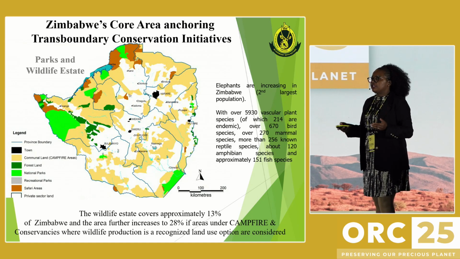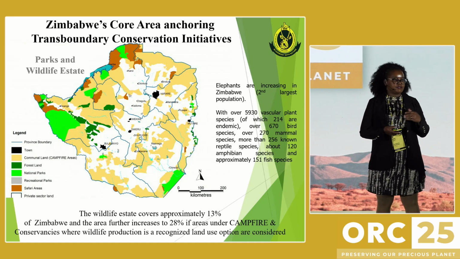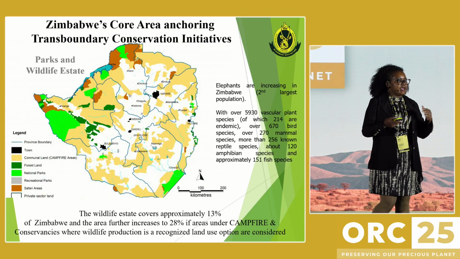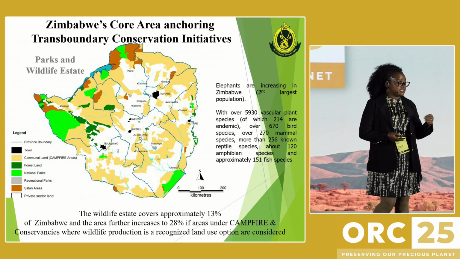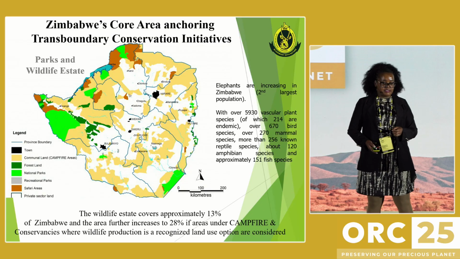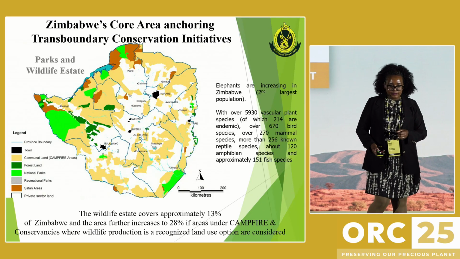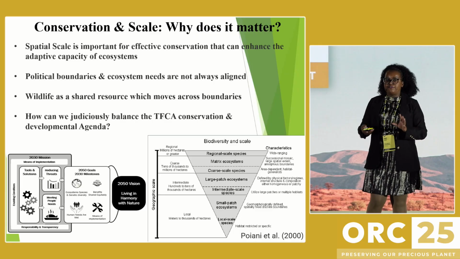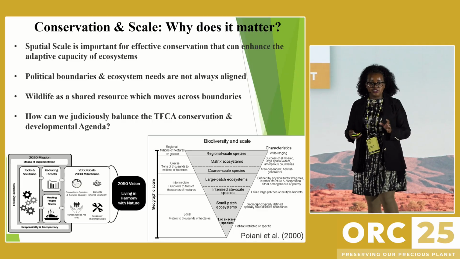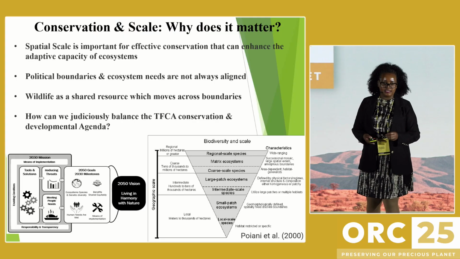But also of particular note is that Zimbabwe has a diverse flora and fauna. And when you look at the area where wildlife conservation is a recognized land use, it's almost 28% of the country. Therefore, why are we pursuing conservation at scale? And where does scale matter?